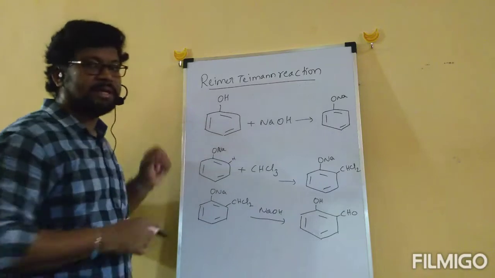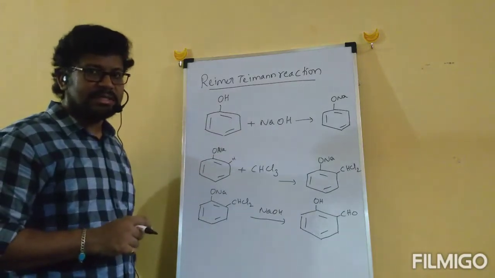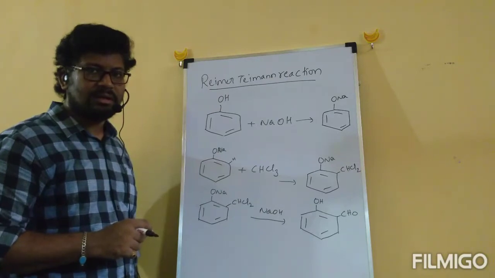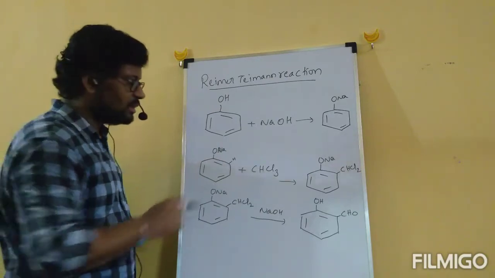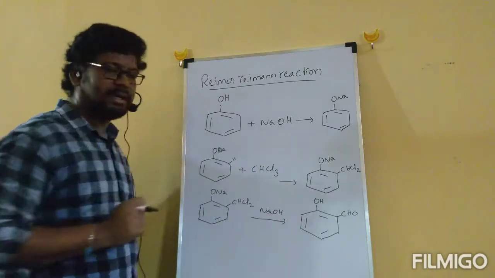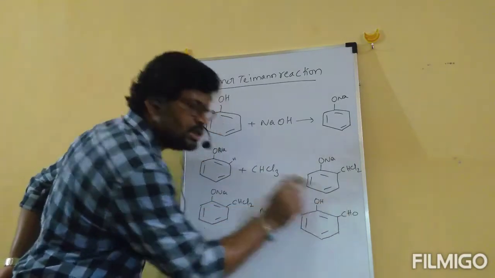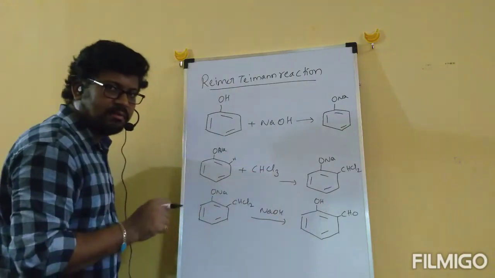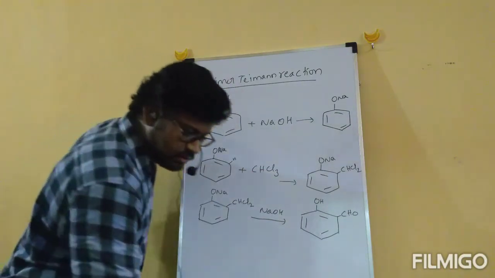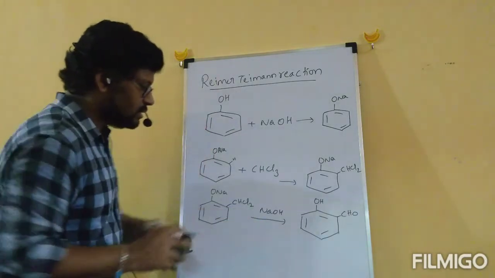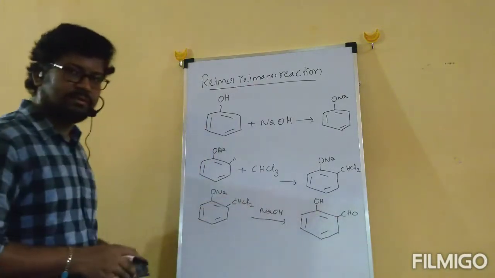is called the Reimer-Tiemann reaction. Every named reaction is very important in your revision part for your exams. And this whole reaction is called the Reimer-Tiemann reaction. Now, how this part is converted to CHO, that we will see. Before that, as it is, you can note it down now. How this CHCl2 is converted to CHO, we will see now.